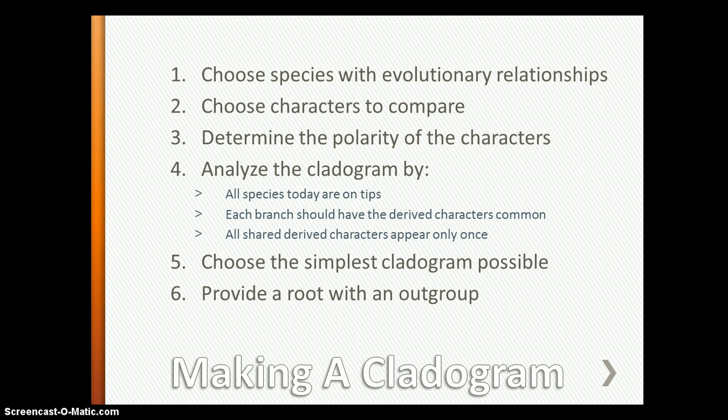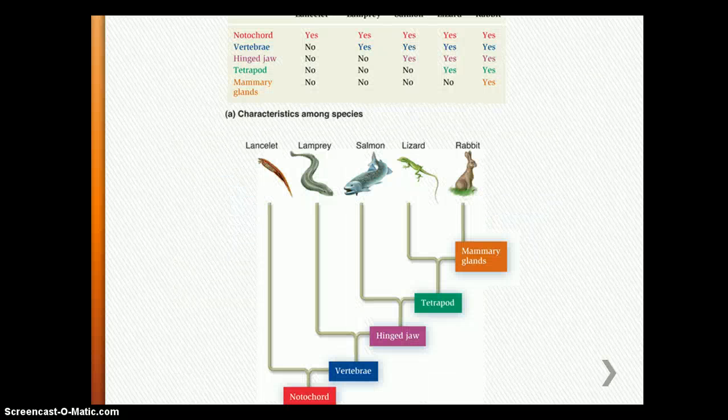And you also have to know that all shared derived characters only appear once. So what that means is that you can't have lizards and rabbits being distant from each other because they both are tetrapods in this example here. So if the lizard was, let's say, behind the salmon, then you'd have being a tetrapod, and you'd have to have being a tetrapod a second time, and that just wouldn't make any sense.